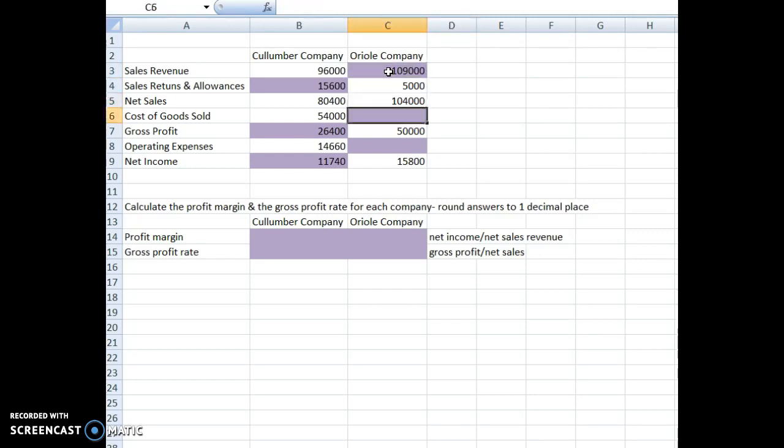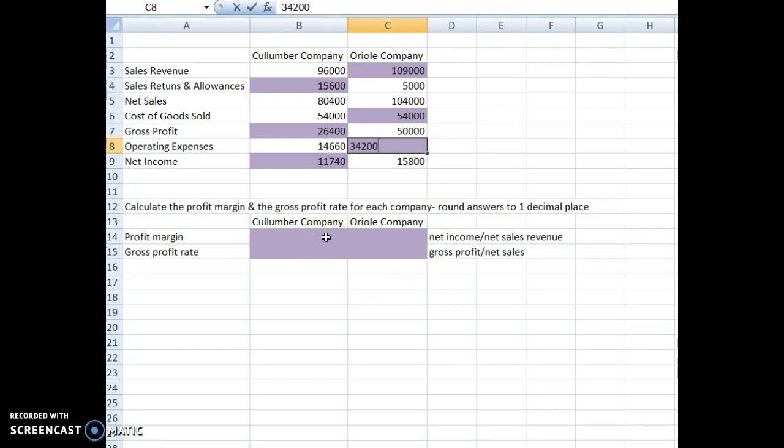So we have our net sales. We don't have our cost of goods, but again, we have our gross profit. Same thing again, subtract the two, and you come up with $54,000. And the last one is the operating expenses. Same thing, gross profit minus the net income is going to leave us with $4,200.